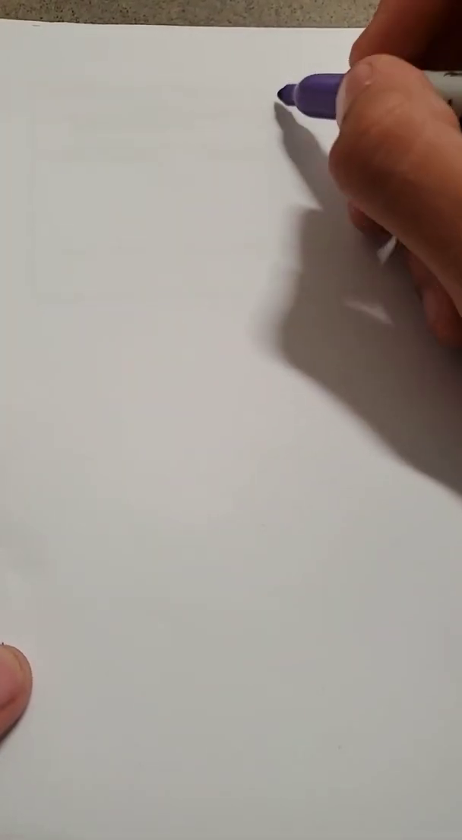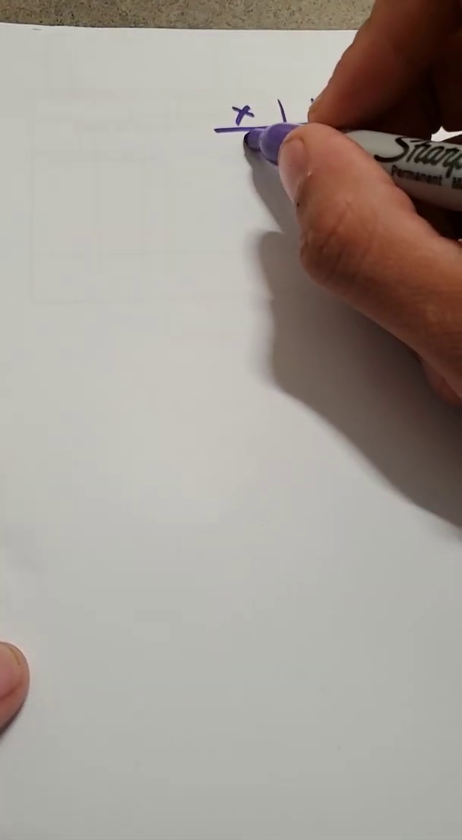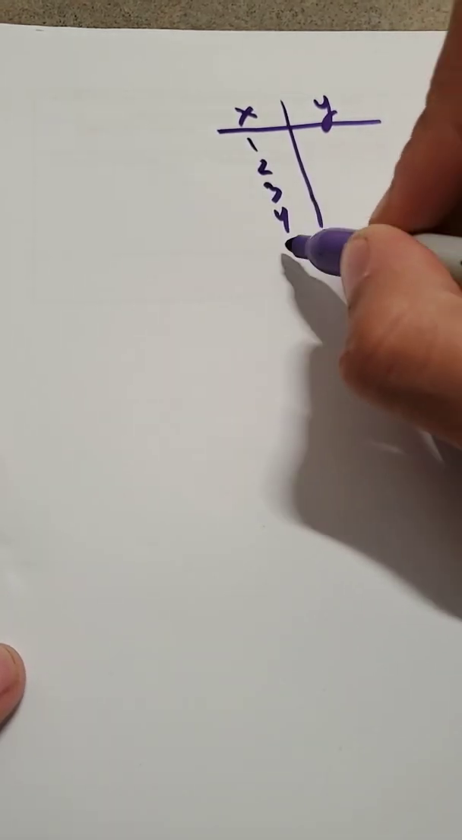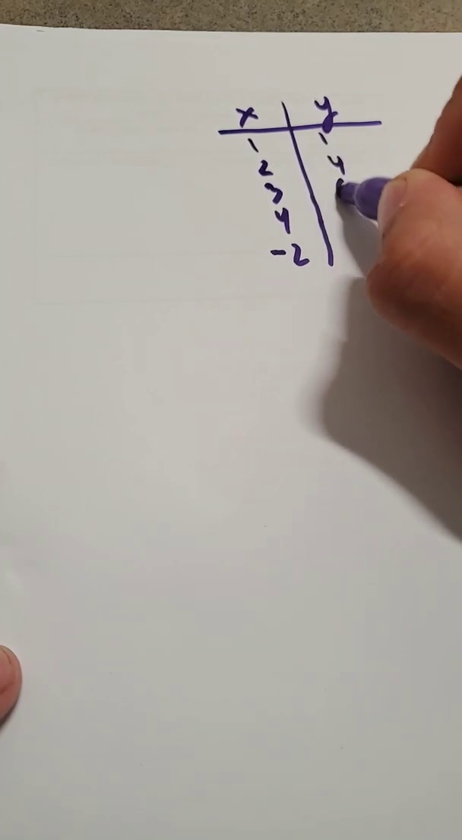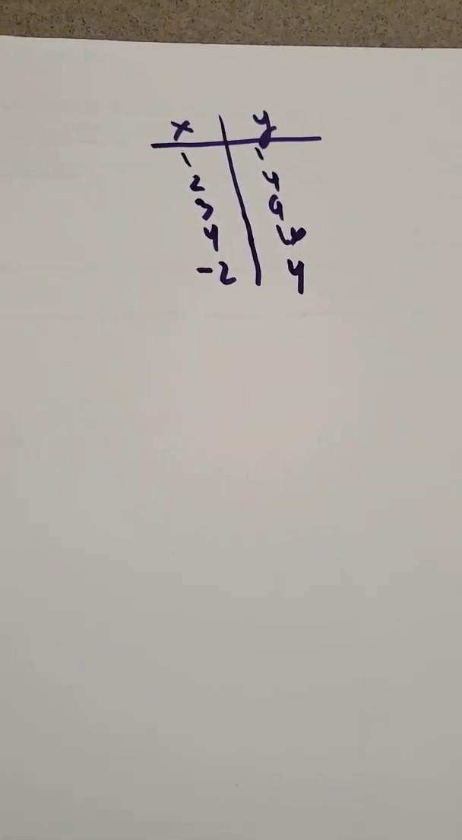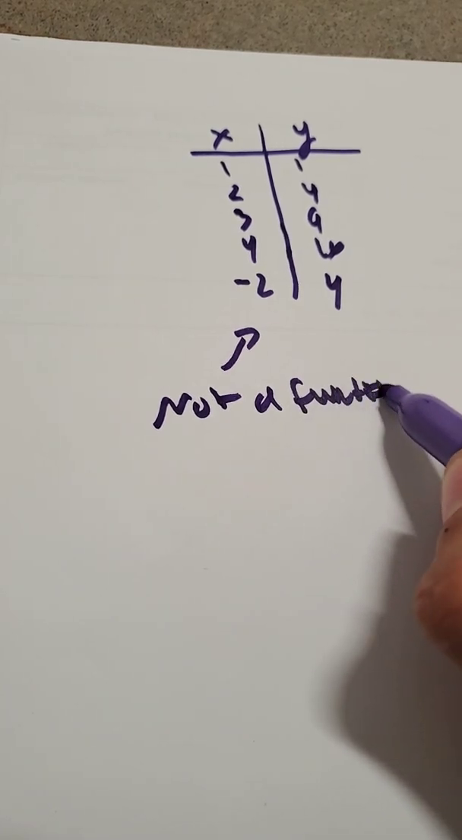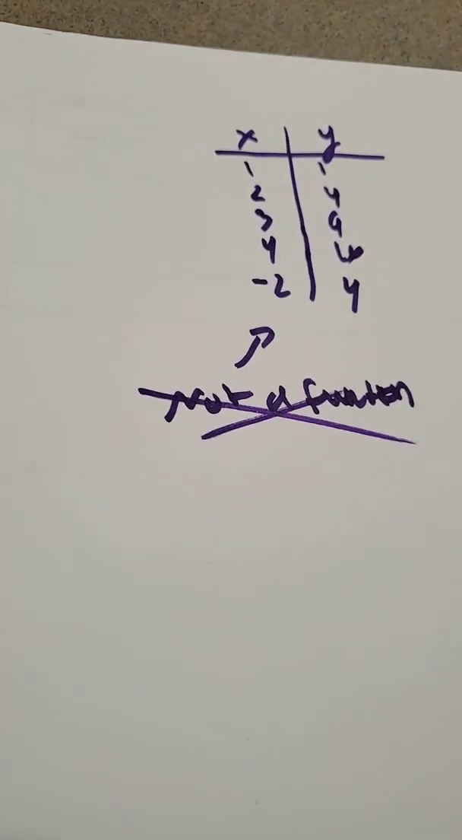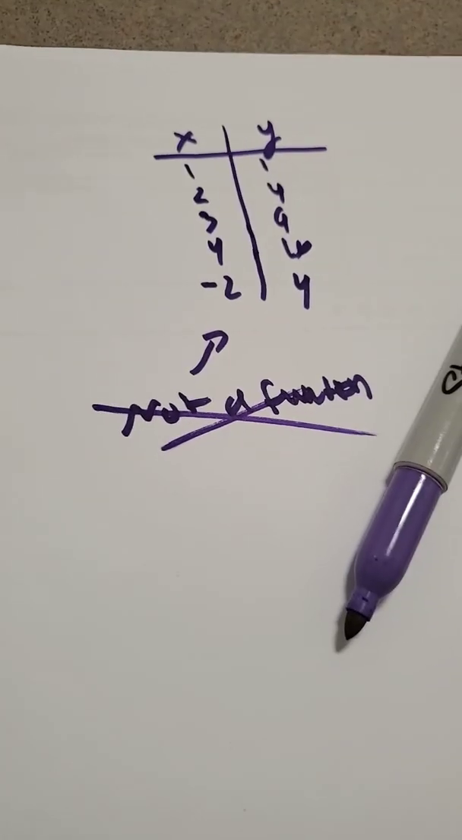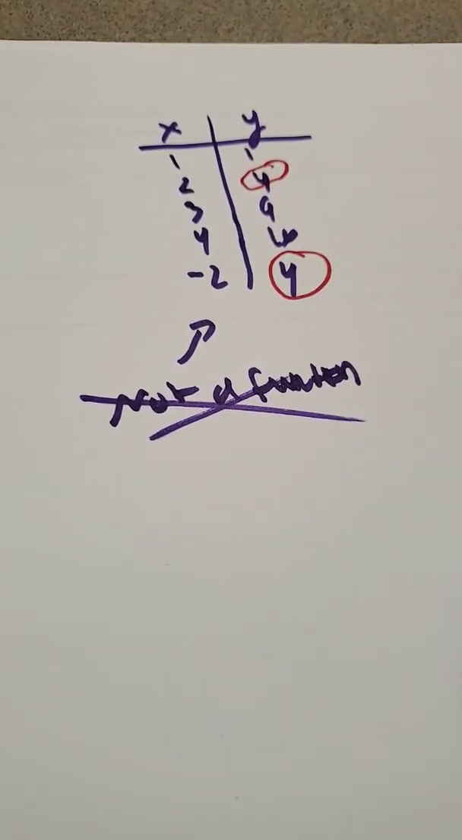I'm going to draw a t-chart. X, Y. What if we were to have 1, 2, 3, and 4, and negative 2? We have 1, 4, 9, 16, and 4. Is this a relation? All right, and you guys got to be careful here. A lot of people are too quick to say no. You guys are probably thinking not a function, and that's not true. That's wrong. It is a function. I'll tell you why. You're probably thinking there's two of the same y values.